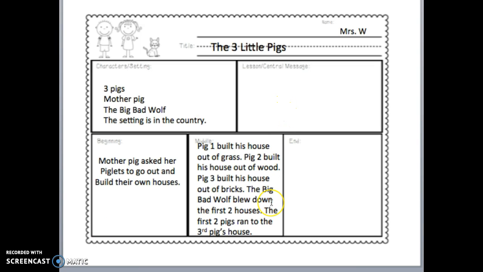In the middle of the story, a lot happened. Pig 1 built his house out of grass. Pig 2 built his house out of wood. Pig 3 built his house out of bricks. The big bad wolf blew down the first two houses. So the first two pigs ran to the third pig's house.